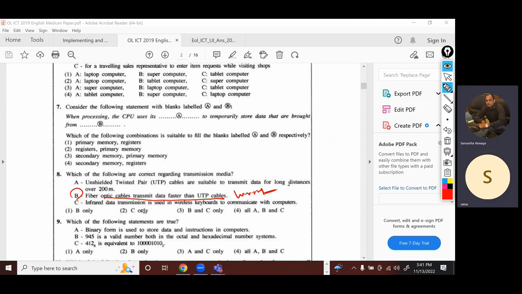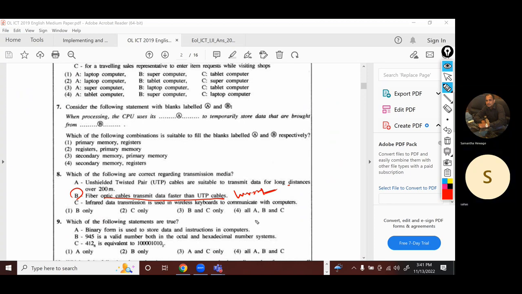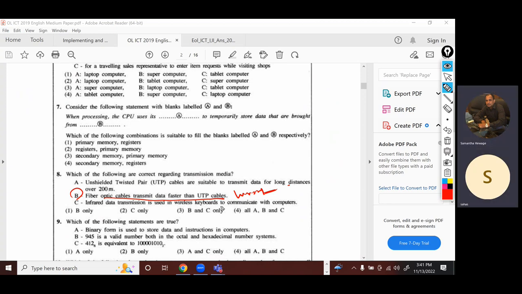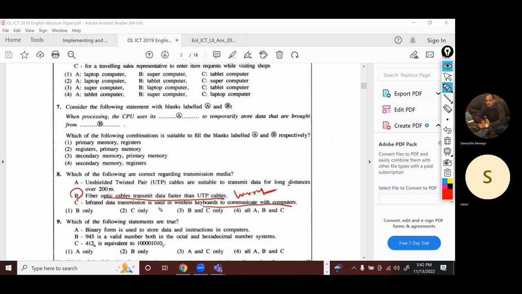Infrared data transmission is used for a wireless keyboard to communicate with computers. What's that? Infrared data transmission is used in what? Like a TV remote. Okay. Can a keyboard work that way? I am asking whether it is correct or wrong. Infrared data transmission is used for a wireless keyboard. Correct, it's correct, sir.